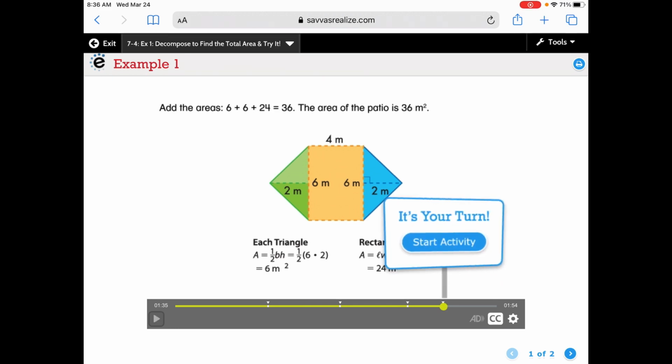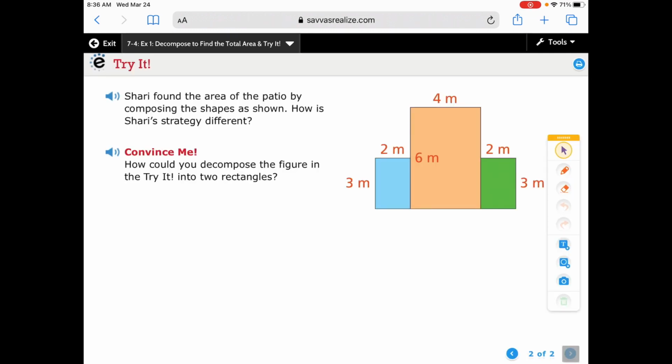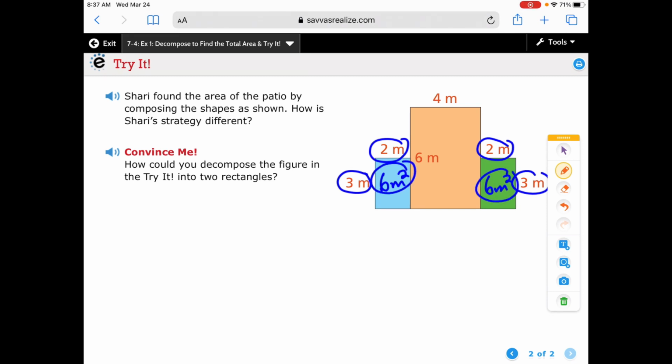All right, now the book does show you another way, but I'd rather not look at it like that. So let's take a look at this one. So we're going to decompose this, as they say, but we can see that it's kind of already done for us. So let's look at this light blue one. We'll do 3 times 2. That's 6 meters squared. 3 times 2 for our green. That's 6 meters squared. I always choose to write it inside the image, so that way we know what we're going to add together. And then here we do 6 times 4, which is 24 meters squared.